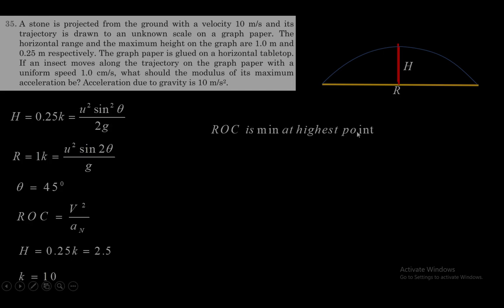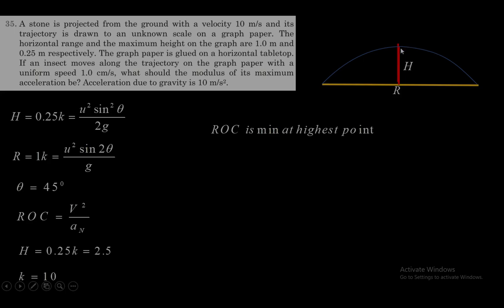ROC is minimum at the highest point. We know that this expression, v squared over normal acceleration, is minimum at the highest point because the speed is minimum there and the full acceleration, that is gravity, is the normal acceleration. If you compare ROC from the point of projection to the maximum height, see what's happening. Speed is maximum at the point of projection, while normal acceleration is only a component of gravity in the normal direction, so that will be smaller than gravity. So at the point of projection, v is large while a_n is small, so the whole thing becomes very large.